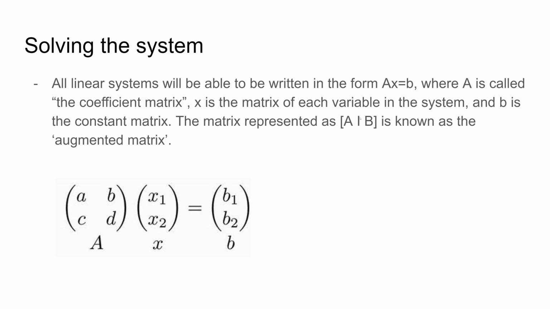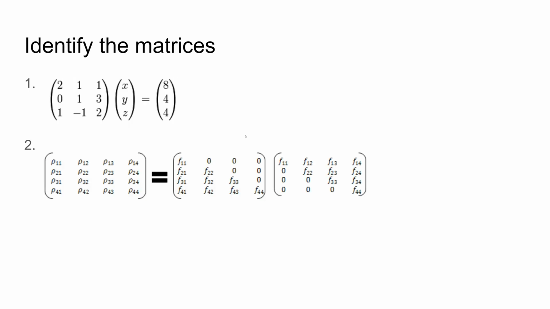And then if you want to represent the augmented matrix, you would represent it as A line B. And that's known as the augmented matrix.